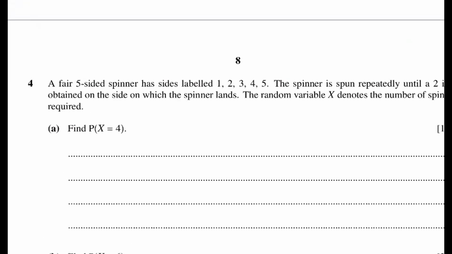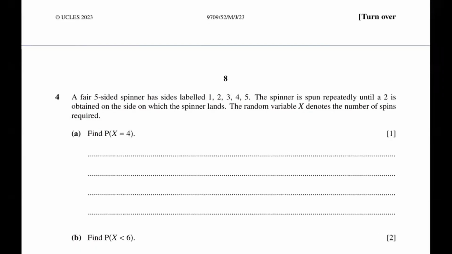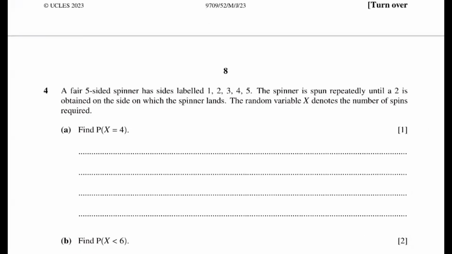Okay, this question is talking about a spinner. You see here or not? They give you a keyword there: repeatedly until a 4 is obtained. When they say repeatedly, it means it keeps repeating, so this one is a geometric distribution. They want to get 4, right? So what is the probability?